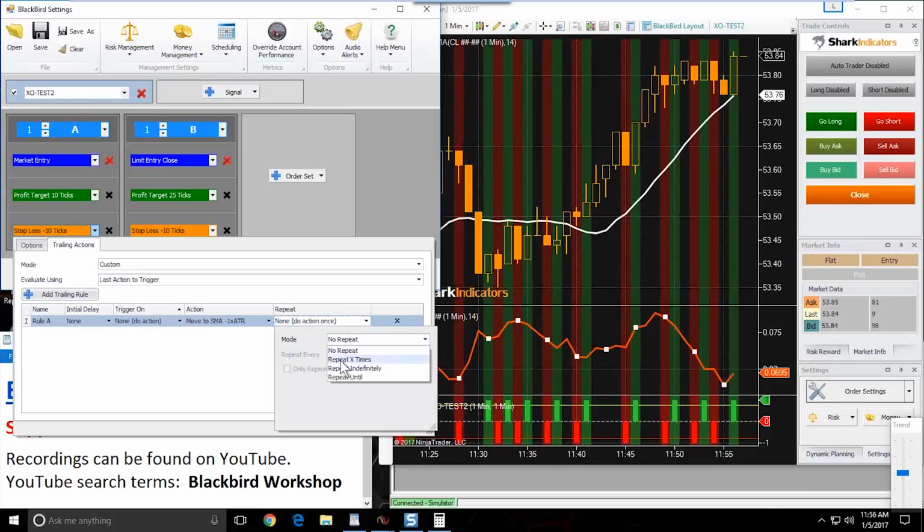So if we go in here, we have a couple of options. The first one is we could repeat X number of times. Let's say we only want this trailing rule to repeat 6 times. That's repeat 6 times, so it can actually execute 7 times. You get the first execution of the rule, and then we can repeat it 6 more times after that.